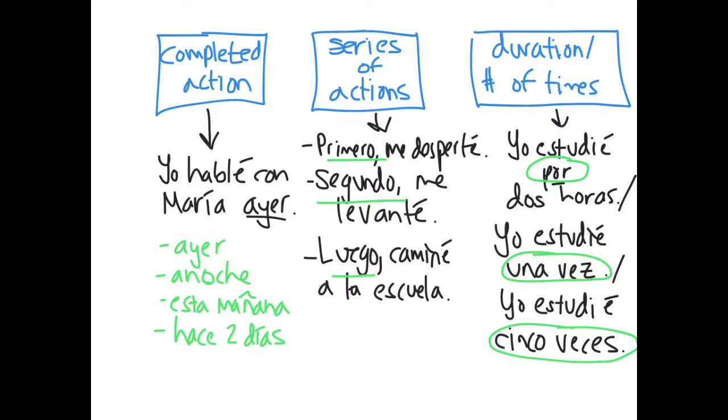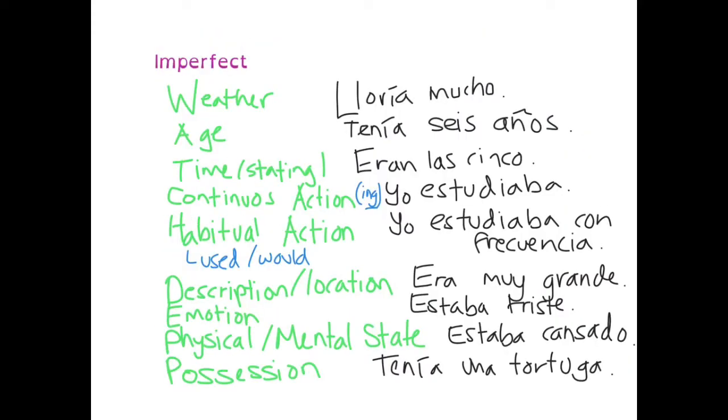Then we've got duration and a number of times. So let's start with duration. Yo estudié por 2 horas. I studied for 2 hours. For is your best friend here, por, because that gives us for how long something happened. But for number of times, yo estudié una vez. I studied once. So the singular, or yo estudié 5 veces. I studied 5 times. Remembering that z becomes c, add the es to make vez plural, kind of like lapiz.